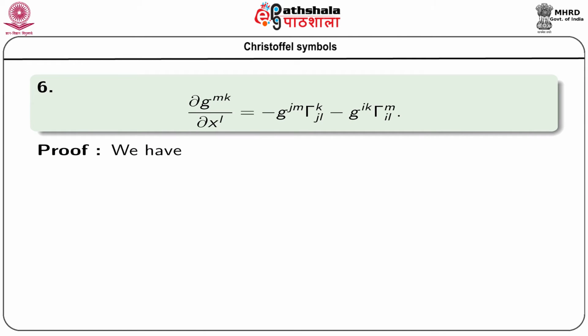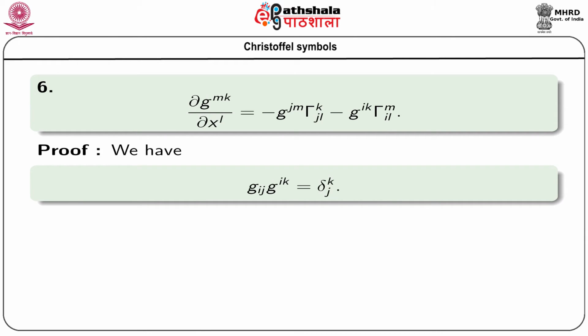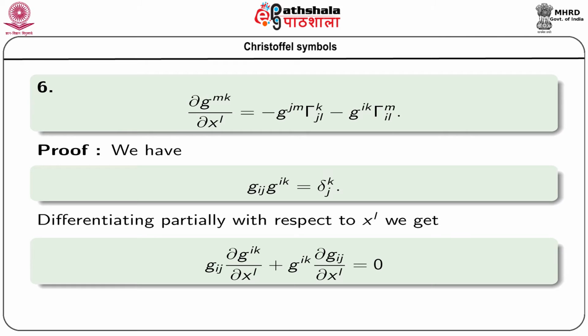Now, the sixth property is an important property, that is ∂g^mk/∂x^l is equal to minus g^jm Γ^k_jl minus g^ik Γ^m_il. The proof follows in the following way: we know that g_ij g^ik is δ^k_j. Now, partially differentiating with respect to x^l the above expression, we get g_ij ∂g^ik/∂x^l plus g^ik ∂g_ij/∂x^l equal to 0.